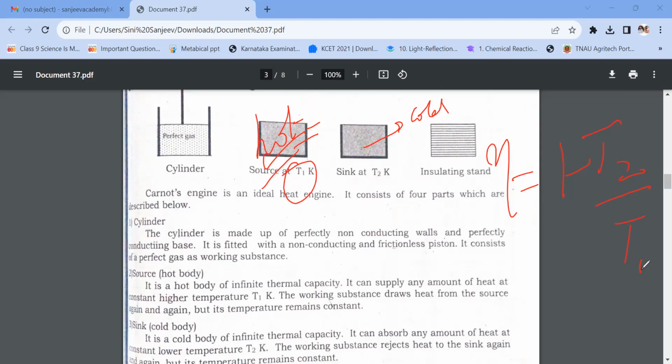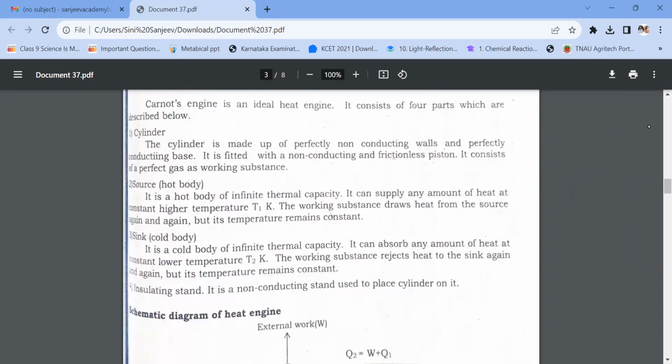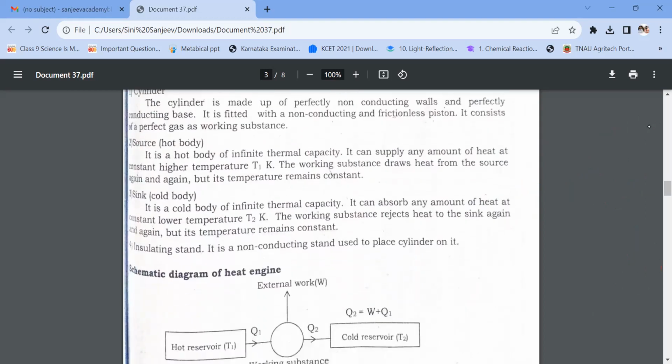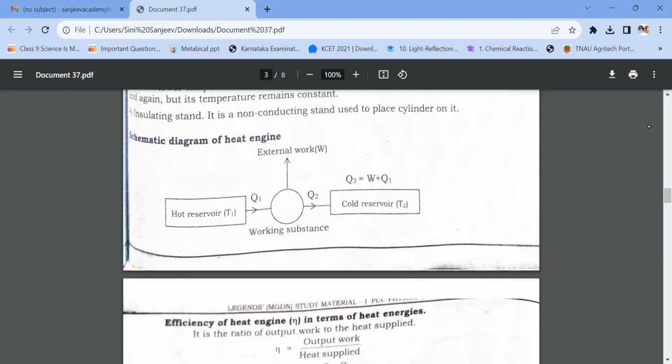Why I am telling you hot and cold is, suppose the temperature is more, that more temperature you have to put in T1, respectively the source, the hot. Less temperature, I have to put in T2. That's all. The lesser is always T2. So this is very, very important for the entrance point of view. And then we got an insulating stand, which acts as a separation. It's basically a non-conducting stand. On the insulating stand only, I'll be placing the cylinder on top of it.